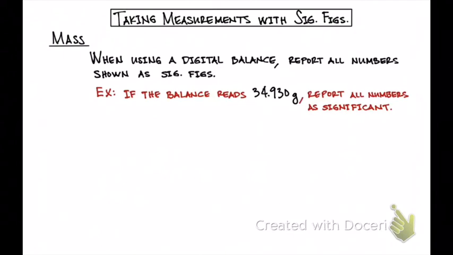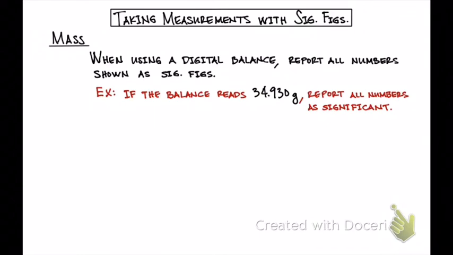So first, let's look at mass whenever you're taking the mass of an object, right? So when using a digital balance, report all the numbers shown as significant figures. So for example, if you were to weigh an object and the digital balance reads 34.930 grams, then you would have to report all the numbers as significant. So you would have a total of 5 significant digits for that specific mass measurement.